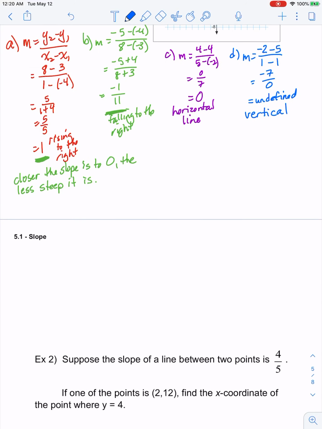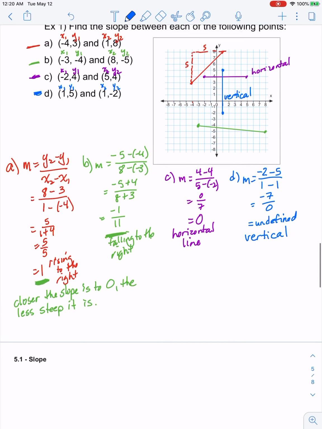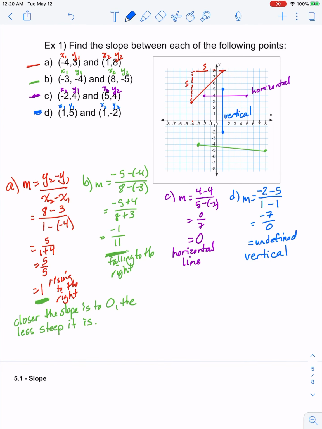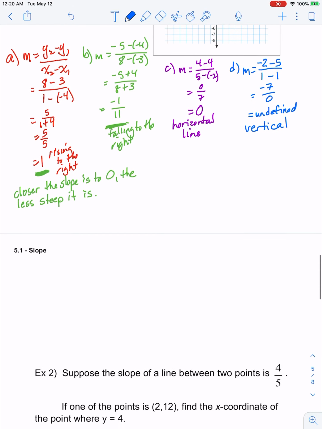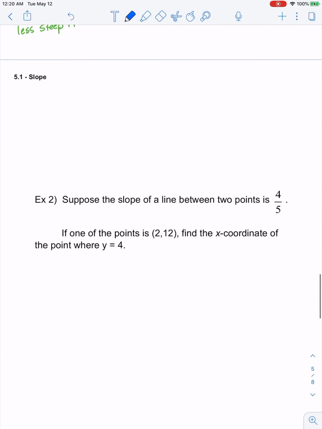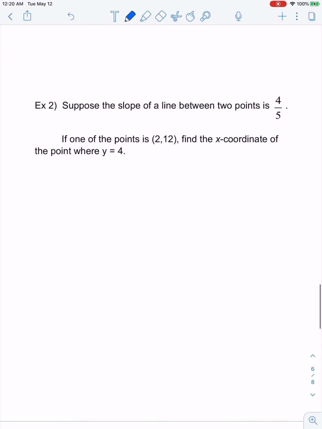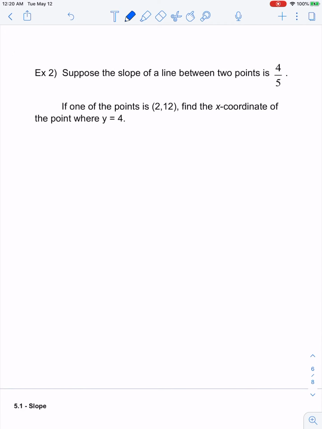Okay, now if you want, you can go and do some questions on the worksheet right now and then come back and watch the rest of the video. These are just a couple of little applications of slope. So example 2, suppose the slope of the line between the points is 4/5. If one of the points is 2, 12, find the x-coordinate of the point where y equals 4.